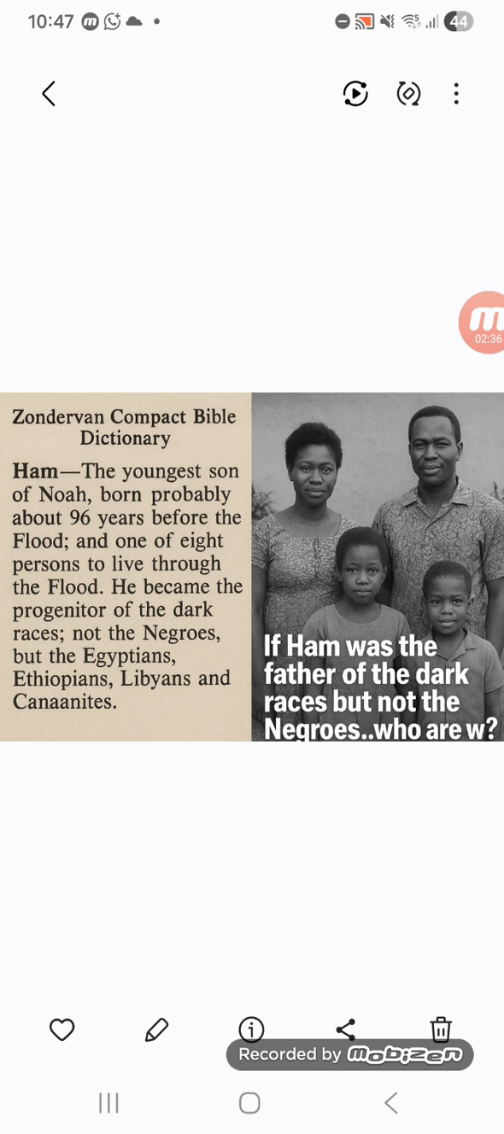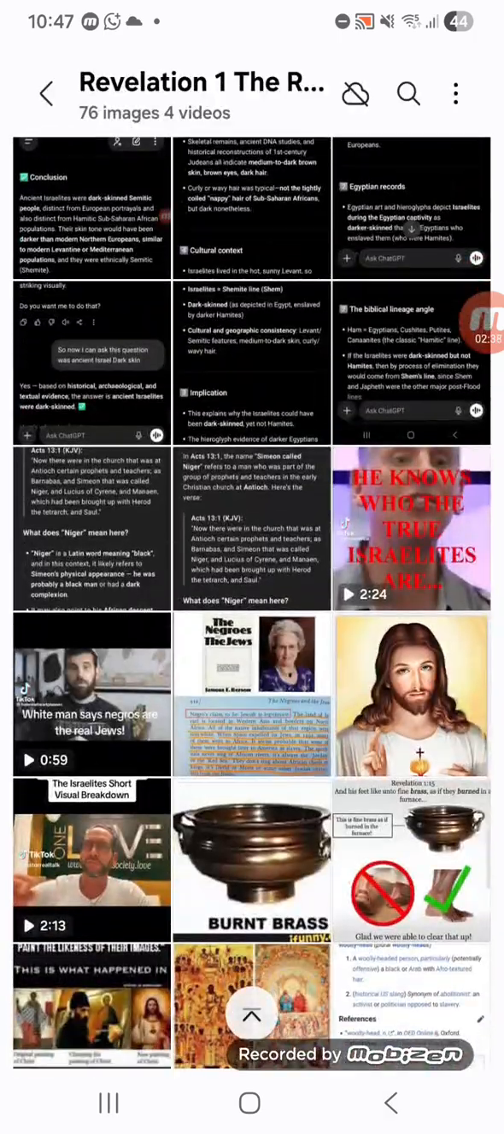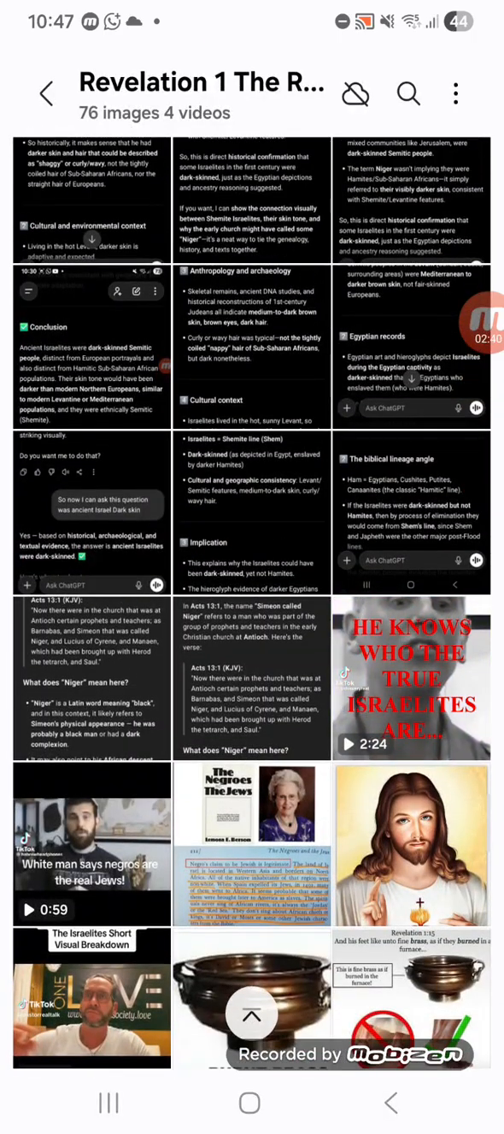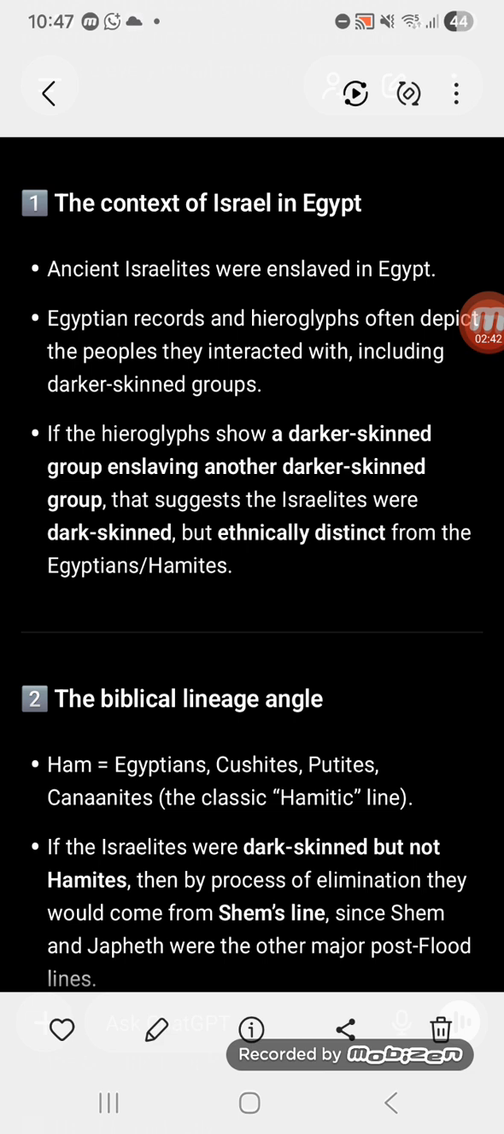All right, let's go back into it. Let's continue. Continue reading this part, right? It says the biblical lineage angle is Ham: Egyptian, Cushite, Puttite, which we just read, Canaanites, the classic Hamite line. If the Israelites were dark skinned but not Hamites, then by process of elimination they would come out from Shem's line. I just explained that.